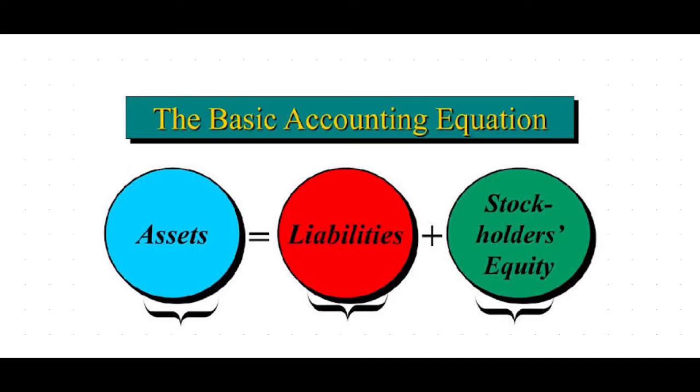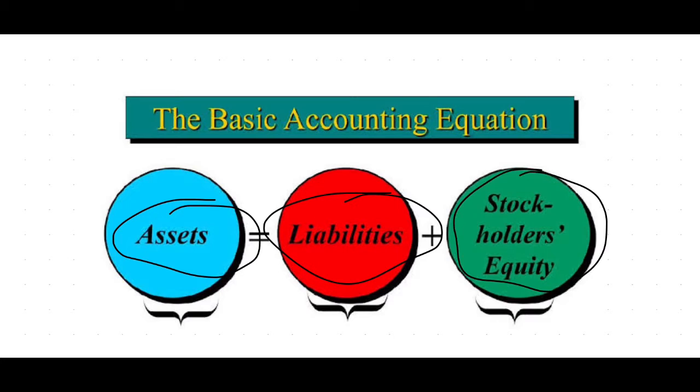In this video we will talk about the accounting equation in detail. So first of all, we have the accounting equation written down here. These are the assets, liabilities and the owner's equity. Basically, according to the accounting equation, assets are equal to liabilities plus owner's equity. Let us talk about these assets, liabilities and the stockholders equity in detail.